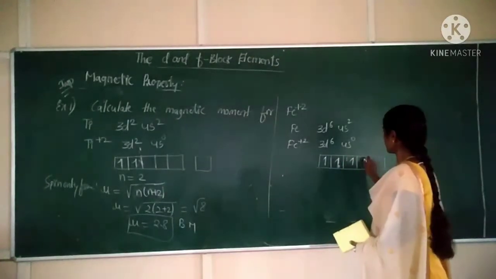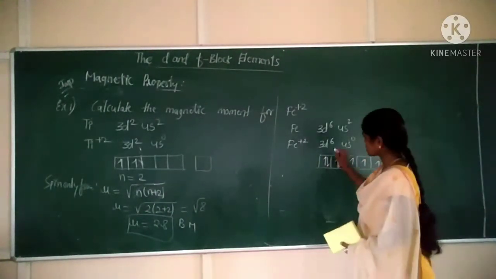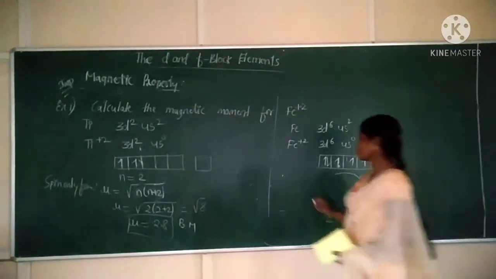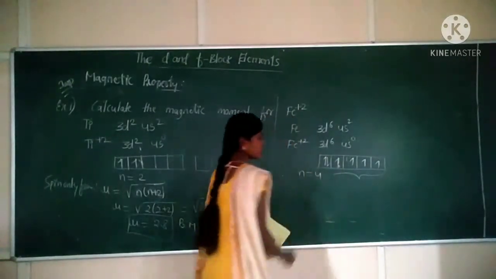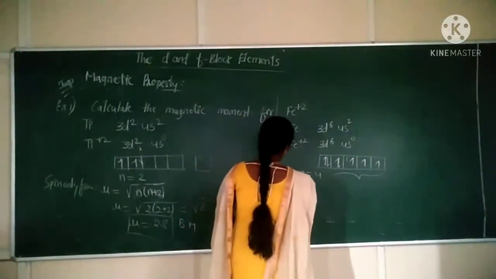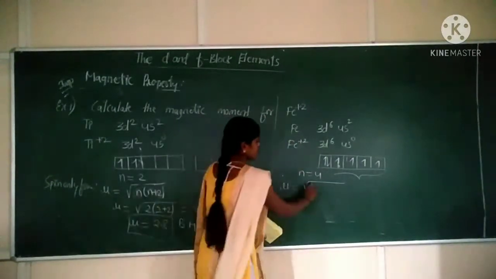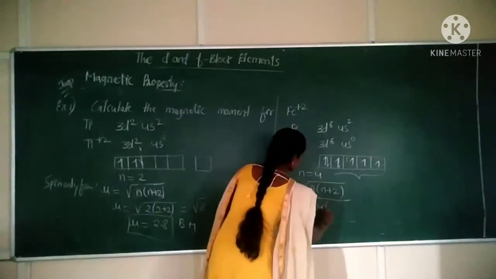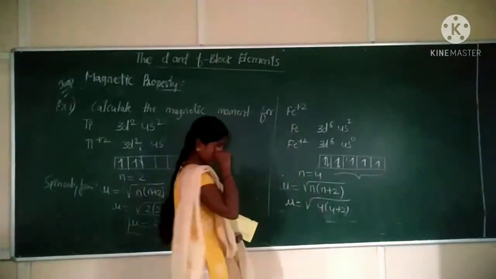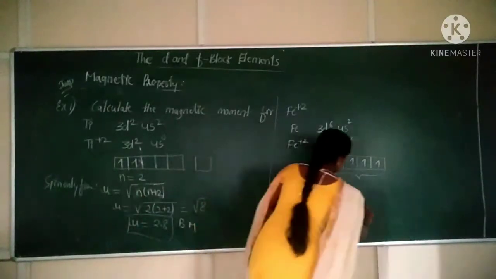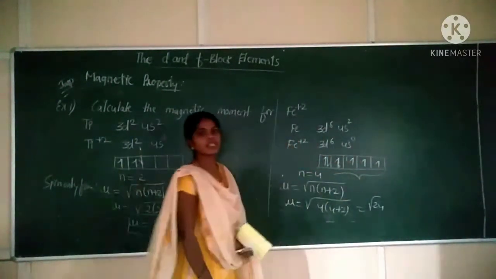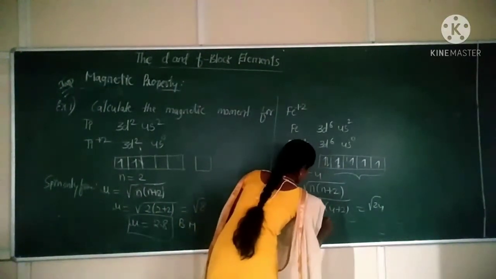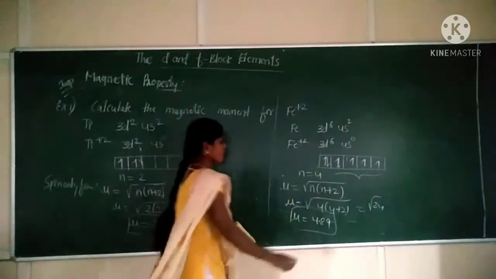So write the 1, 2, 3, 4, 5 and 6th electron. How many unpaired electrons are you observing now? 1, 2, 3, 4. So the value of n here is 4. Substitute in the formula: mu is equal to square root of 4 into 4 plus 2. 4 plus 2 is 6, and 6 into 4 is 24. The square root of 25 is 5, so the mu value will be about 4.89.